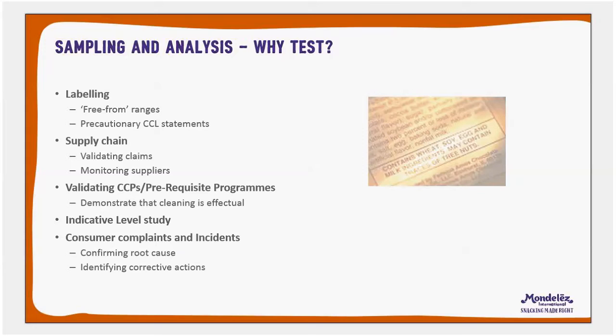In terms of prerequisite programs and CCPs, you're almost certainly going to use sampling and testing to demonstrate that cleaning is effective. We're going to talk a bit about indicative level testing later on, but that's certainly a place where sampling and analysis is going to form a part. Hopefully you're not doing it for the final reason, which is a consumer complaint or an incident. But if there is an incident, then sampling and analysis can often form a part of understanding what may have gone wrong or how serious it might be.